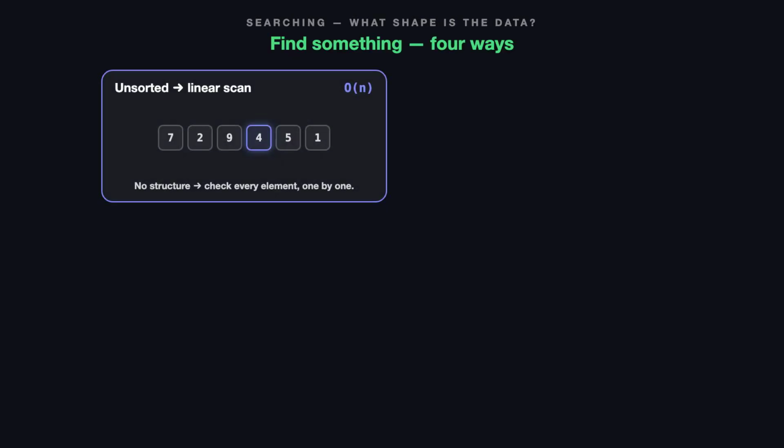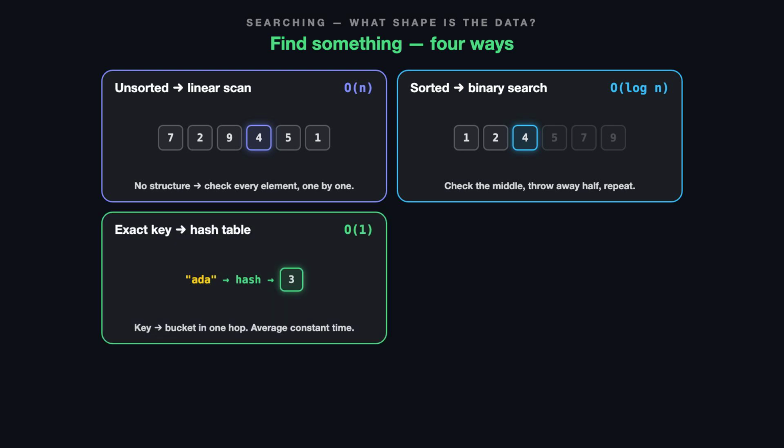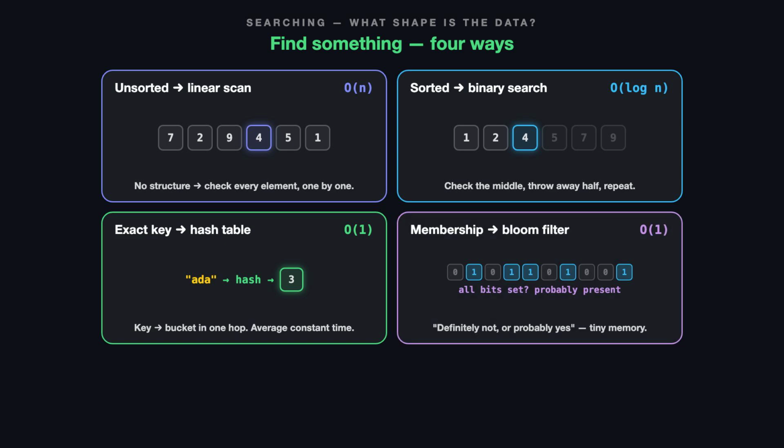First job, searching. You have a pile of data and you want to find something. The question is, what shape is the data in? If it is unsorted, you have no choice. You scan every element, one by one, linear search, O of n. But if the data is sorted, you can be far smarter. Binary search checks the middle, throws away half, and repeats. That is O of log n, a million items in about 20 steps.